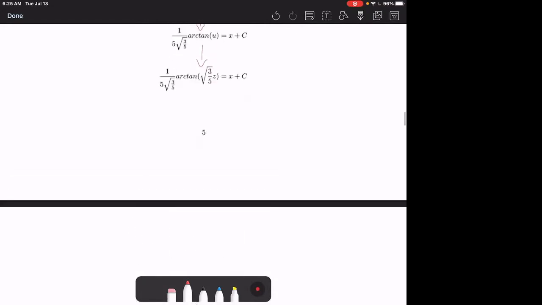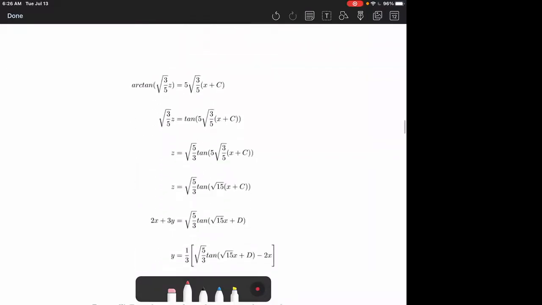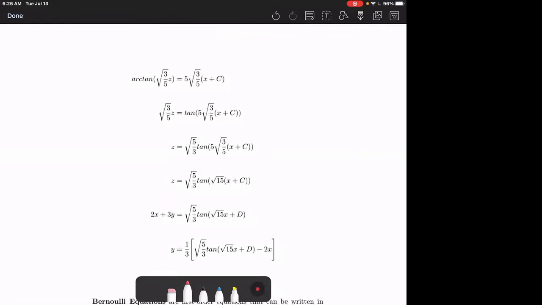Multiply both sides by this denominator because we want to isolate this z term to move toward an explicit solution. Now, arctan can be removed by taking its inverse function of both sides, which is tan. So if we take tan of both sides, the arctan goes away, and we're now taking the tangent of the right side. And then we're just going to divide both sides by root 3 over 5 instead of multiplying by root 3 over 5. We'll do a quick explainer on that.